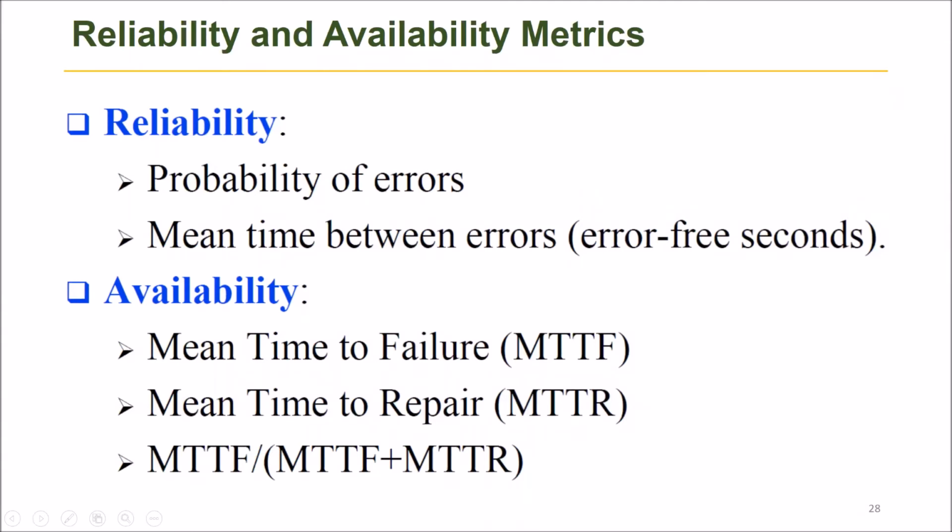Now, let's talk about the metrics related to reliability and availability. Reliability is the probability of error in the output of the system. In availability, we have two metrics: mean time to failure and mean time to repair. Mean time to failure, MTTF, is a maintenance metric that measures the average amount of time a non-repairable asset operates before it fails. MTTR, mean time to repair, is the average time it takes to repair a system.